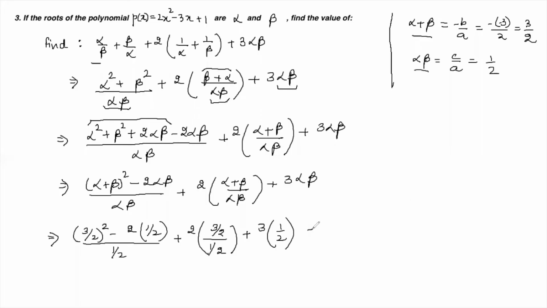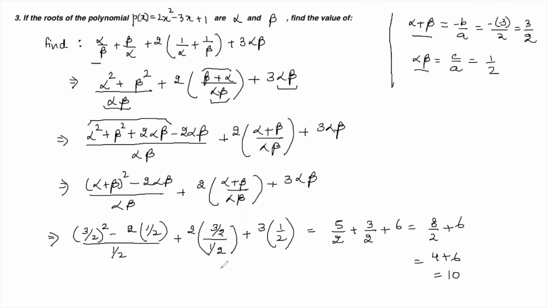So after solving this, I will get the answer as 5 by 2 plus 3 by 2 plus 6, or I can say 8 by 2 plus 6 is equal to 4 plus 6, and the final answer is equal to 10. Fine. So you can just solve it and you can get the answer. It is very easy. It's just like simplification of fractions, right? So hope this question is clear to you.